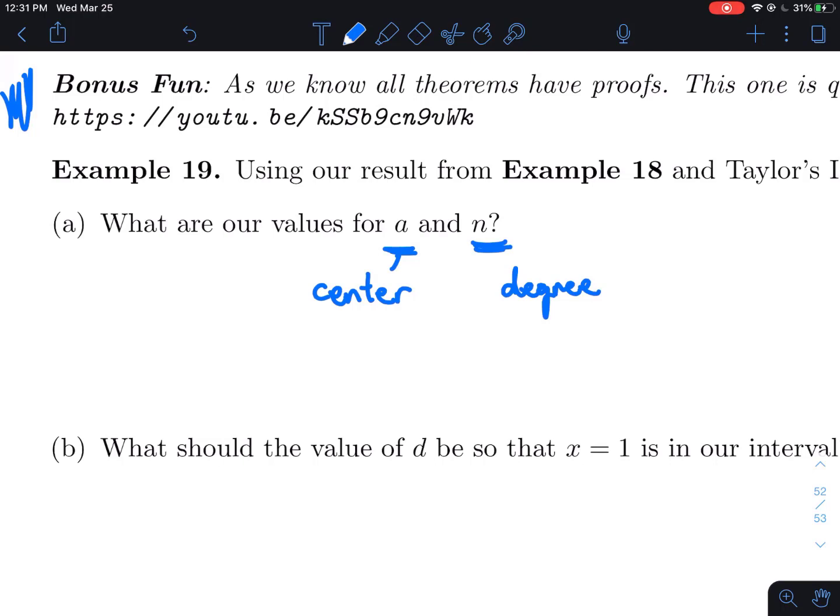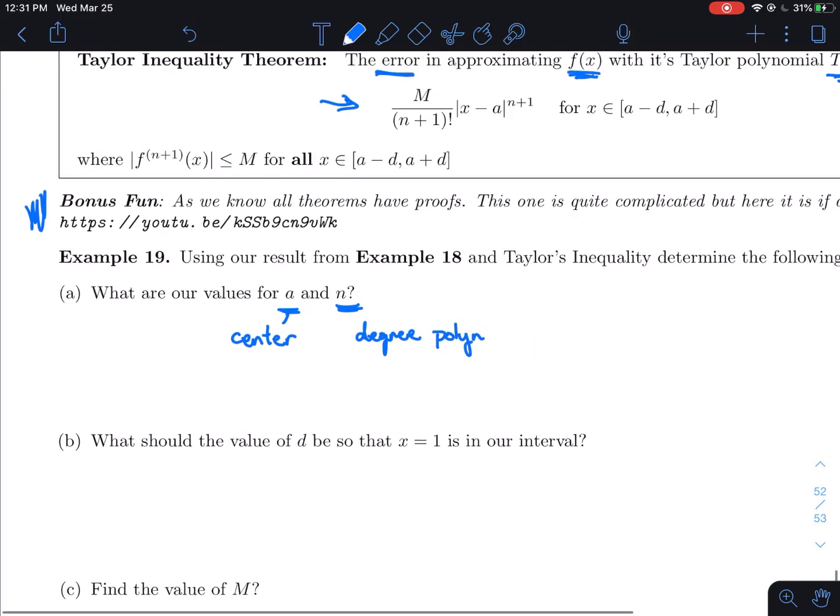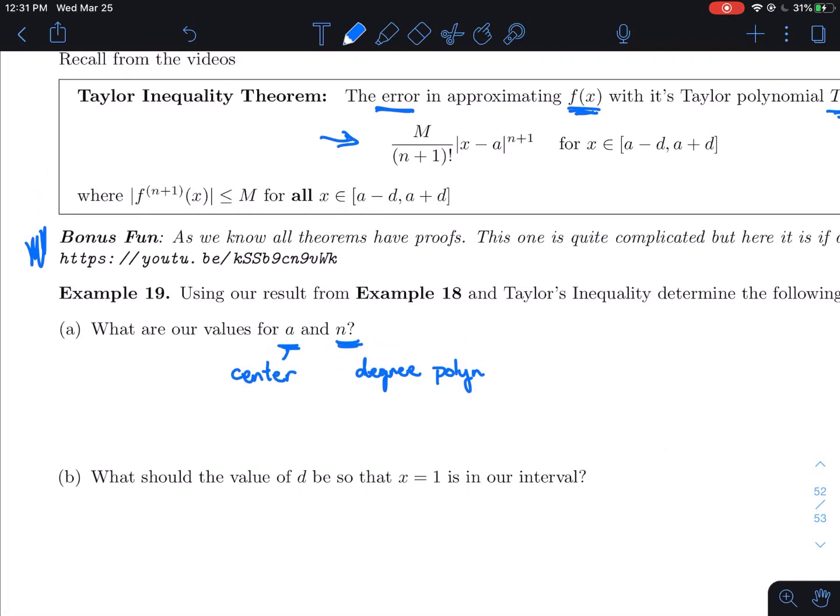We stopped with some finite polynomial, right? We didn't use the infinite polynomial. So what was the degree of that polynomial that we used? If you recall, we had 5 terms, or this was a 4th degree Taylor polynomial. And so n should be equal to 4.